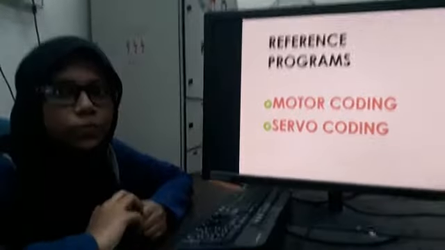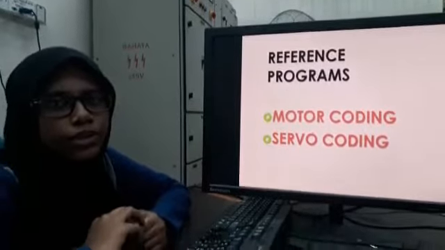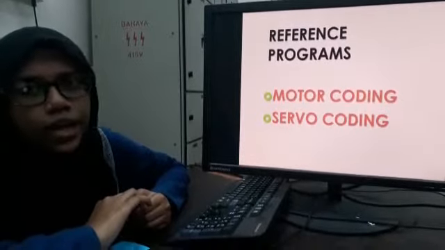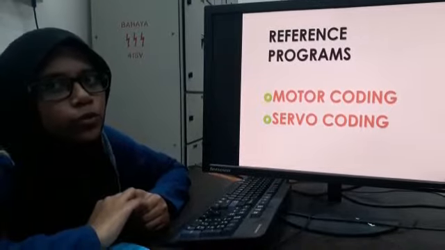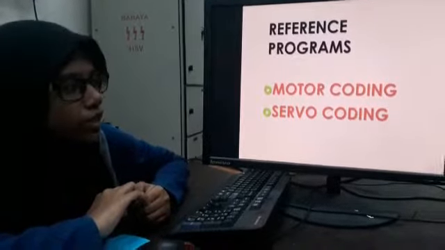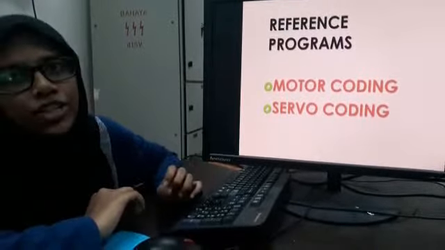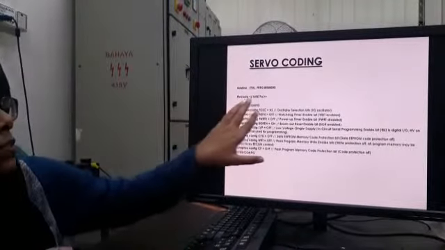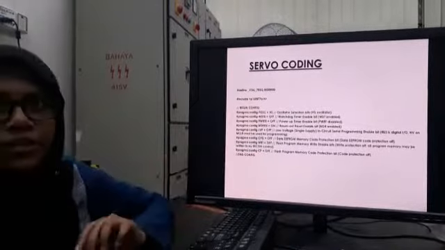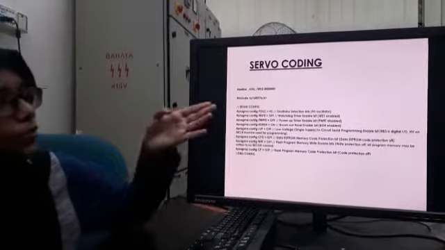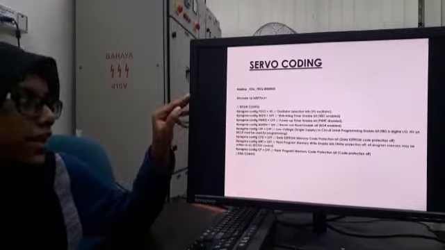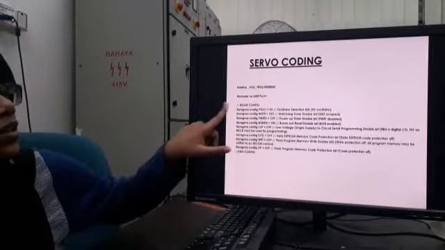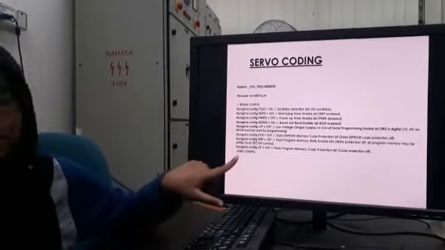The project has two reference programs: coding for the motor to navigate the boat backward and forward, and coding for the servo motor to navigate the boat in the direction of 0 degrees, 90 degrees, 180 degrees and 360 degrees. This is our servo coding. In our servo coding, we use the PIC 16F877A. We define the crystal frequency as 8 MHz, and this is the header. The configuration goes until here.